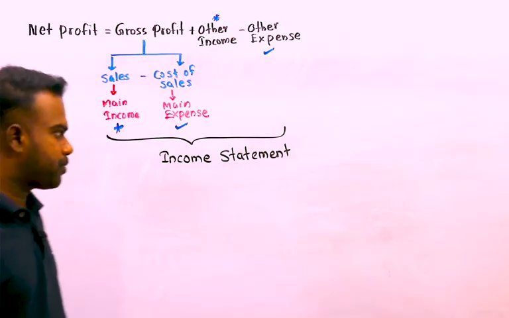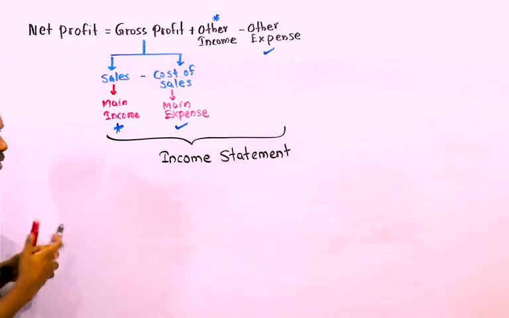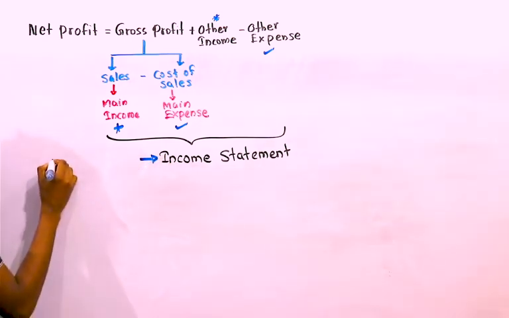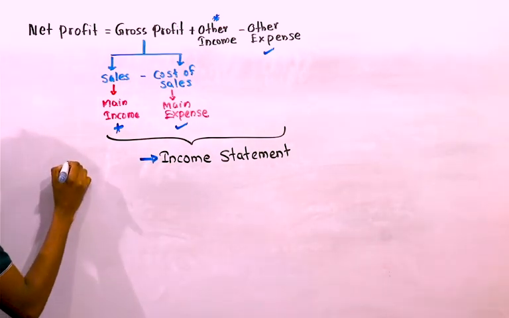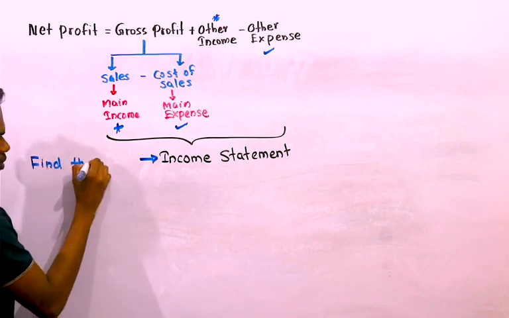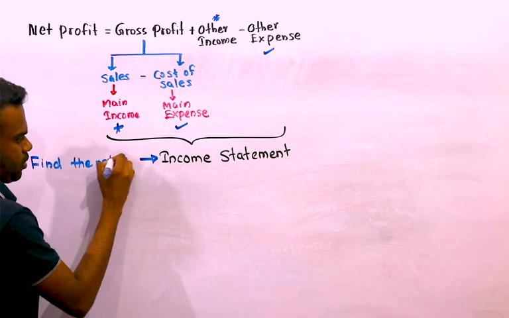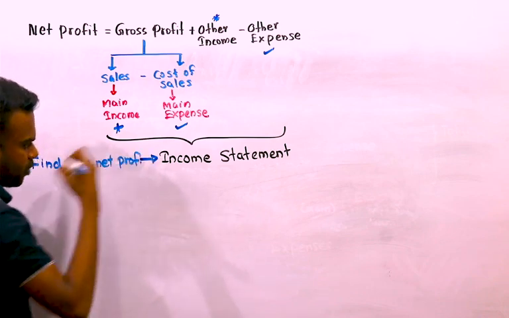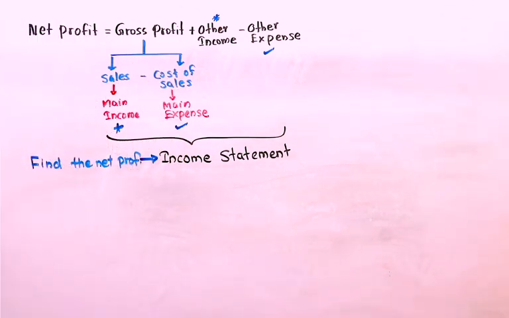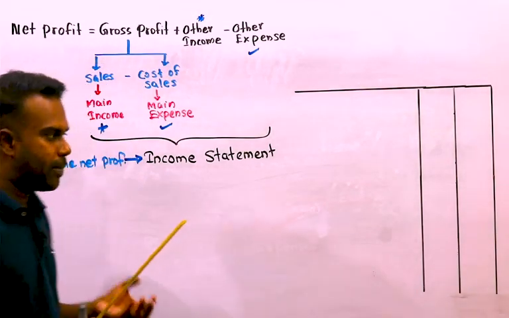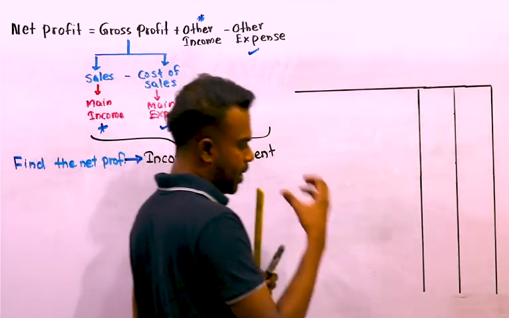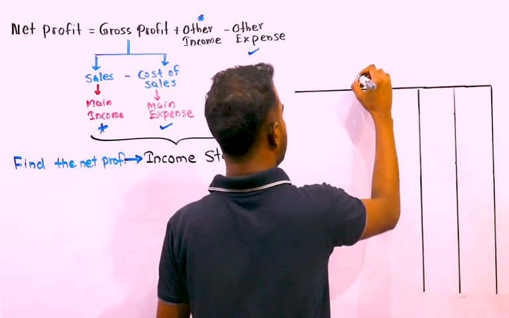Therefore, right, income statement actually, the main objective is to find out the profit, find out the net profit. Net profit. Understood? So normally, now I'm going to prepare this equation as a table, right? As a statement. Firstly, when you're preparing income statement, you have to write down the statement name here.